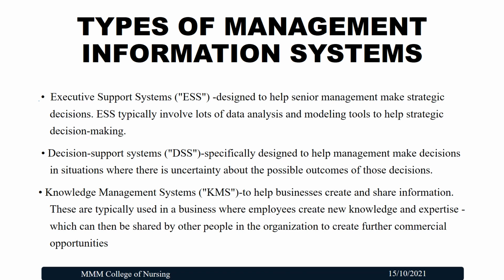Executive support system is designed to help senior management make strategic decisions. ESS typically involve lots of data analysis and modeling tools to help strategic decision making. Decision support system is specifically designed to help management make decisions in situations where there is uncertainty about the possible outcome of those decisions. Knowledge management system helps business create and share information. These are typically used in a business where employees create new knowledge and expertise which can then be shared by other people in the organization to create further commercial opportunities.